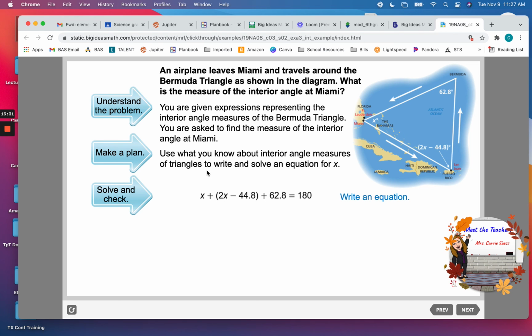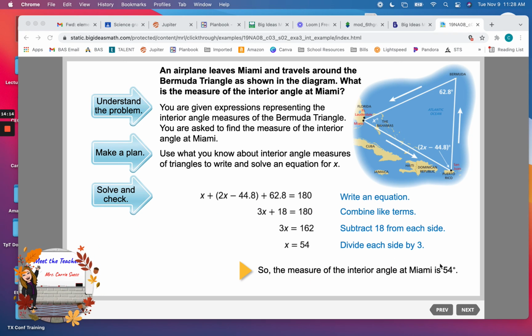Now we're going to combine like terms. So what can I combine here? 62.8 and negative 44.8, which gives 18. Okay, and then I have an X and a 2X gives me? 3X. Yep. So then I have 3X plus 18 equals 180. What's my next step? Subtract 18 from 180. And I get? 162. Okay, and then divide that by? 3. Because I have to simplify. Very good. So the question was, what is the measure of the interior angle at Miami? So that just means what's X equal? 54.